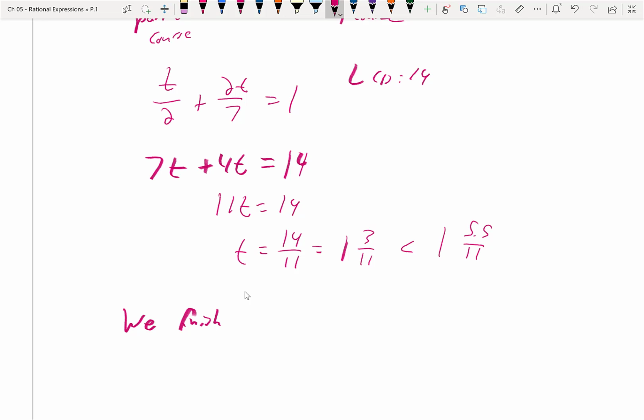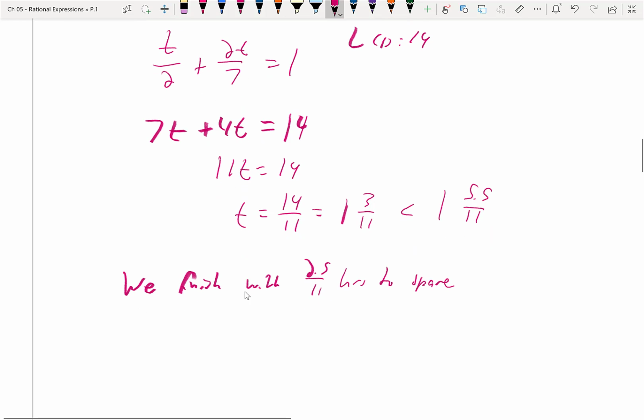So if we finish with 2.5/11 hours to spare, 2.5/11 hours is 5/22 of an hour. You can scale that up if you want to and see what we have, but it gives us basically just enough time to make it to the team prayer and pretend like nothing happened.